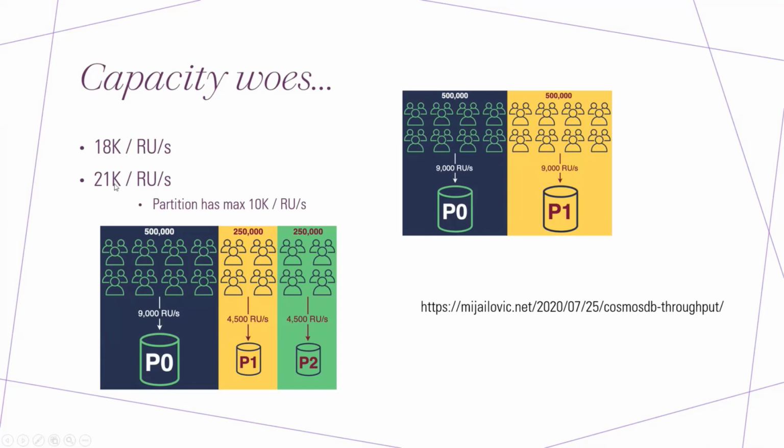Now, I increased that by just a little bit. But now I have 9,000 RUs here, but I can't put it here. So I split it. Now consider what if the load here is 6,000 RUs. Now I don't have enough.